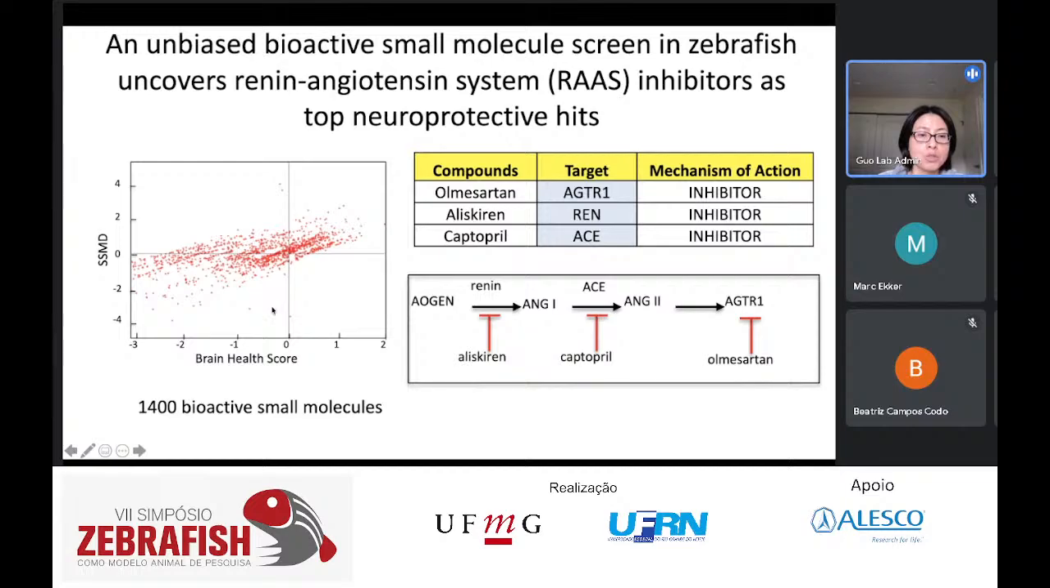Using this assay, we have screened 1,400 bioactive small molecules using quantifiable scores such as brain health score and the SSMD, which is basically correlated with the brain health score, but takes into consideration the variance across samples. From this screen, we have particularly focused on a class of compounds because three of the compounds that target different components of the signaling pathway have been pulled out from our screen, showing significant effects of dopaminergic neuron protection. These are the names of the drugs, and this shows what each drug targets. This is the pathway known as the Renin-angiotensin system pathway.